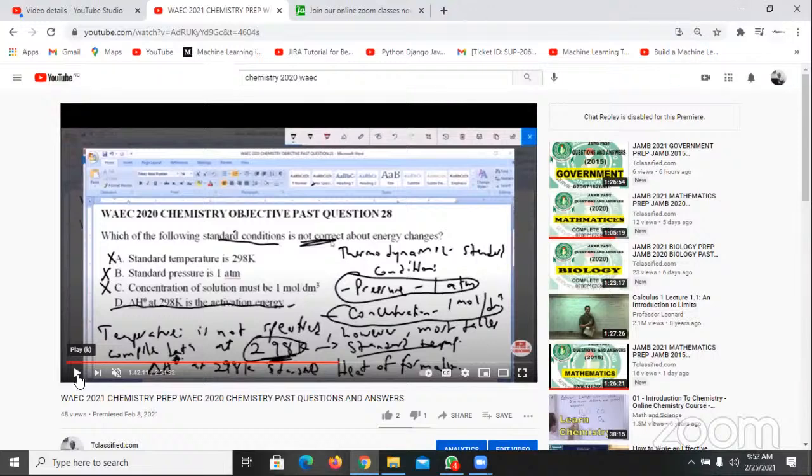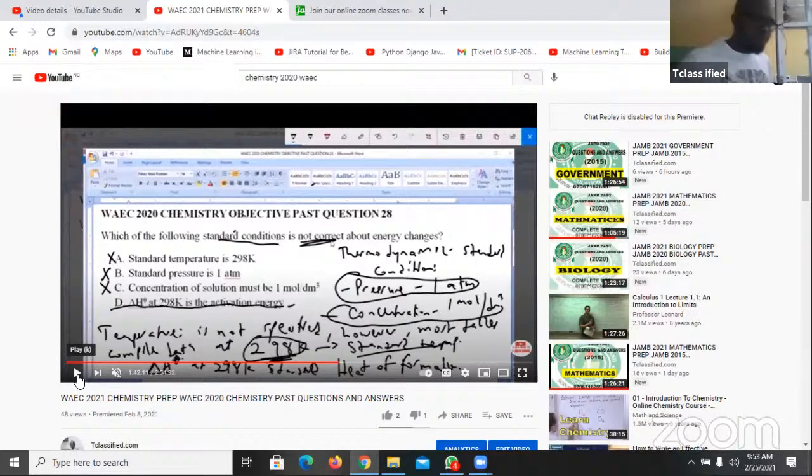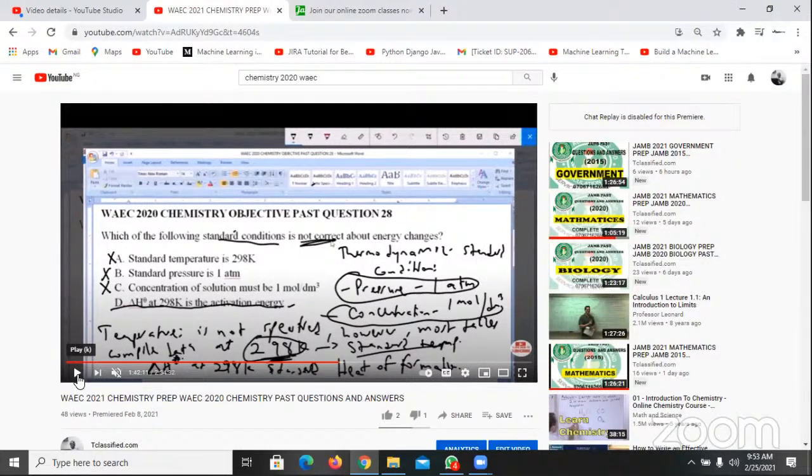So what I see is 22.4 dm cube. What I used to see is 22.4 dm cube.